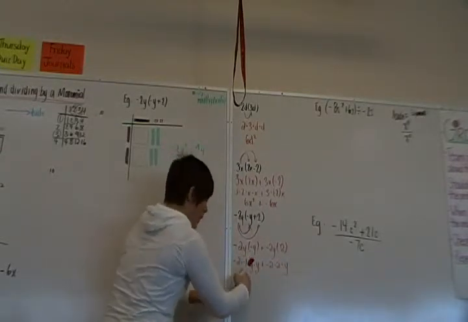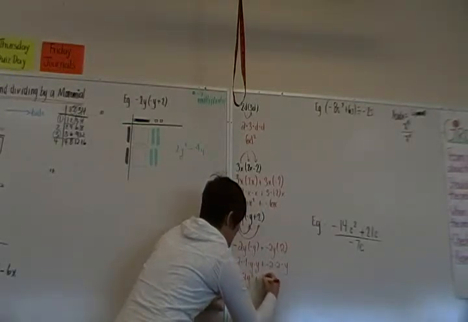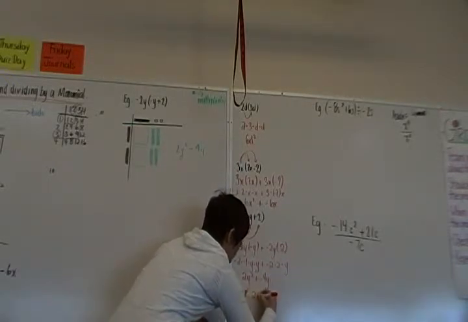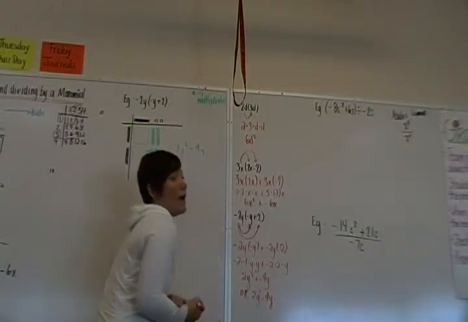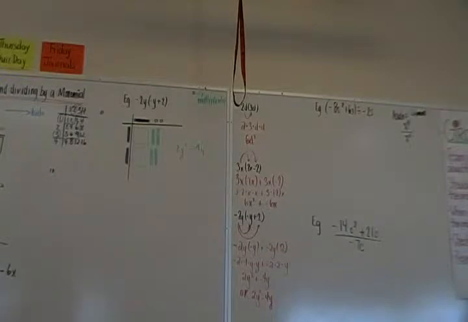Well, negative times a negative is positive, so I'm going to get 2y squared plus negative 4y. If you write it as 2y squared minus 4y, that's fine. They're the same. It doesn't matter what you do. It's just adding the opposite of one another.